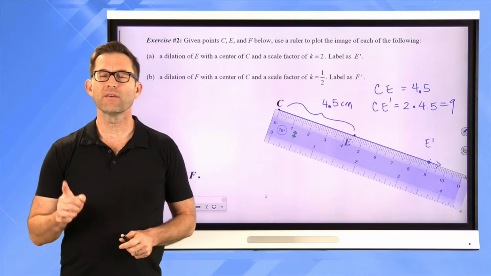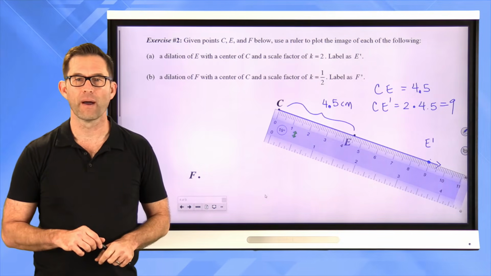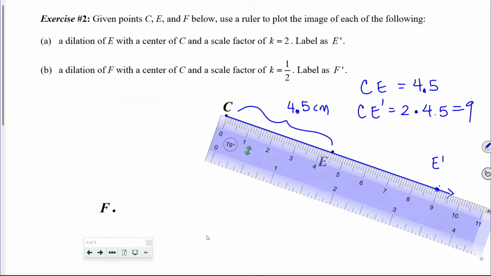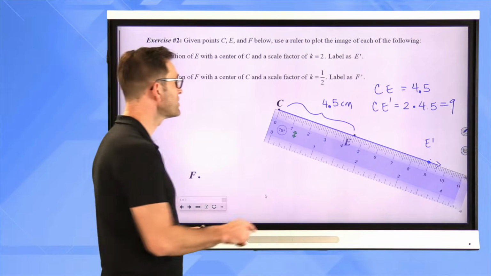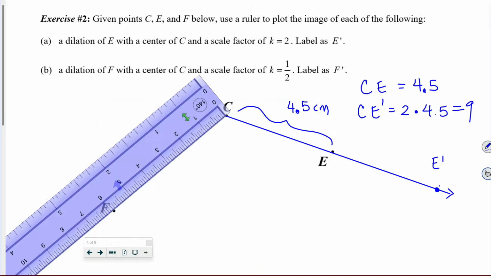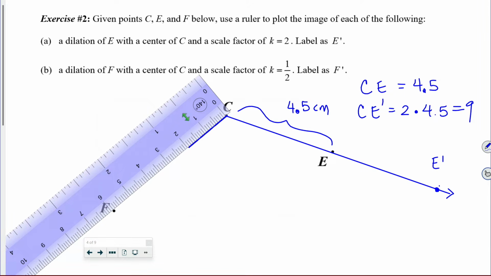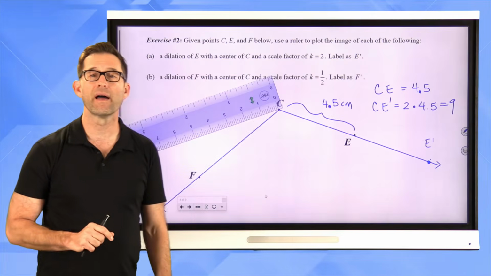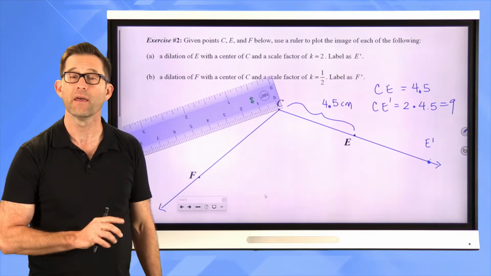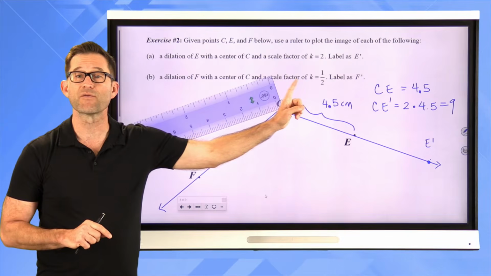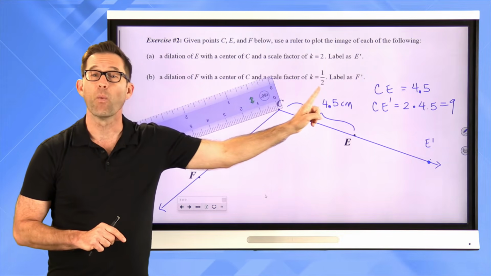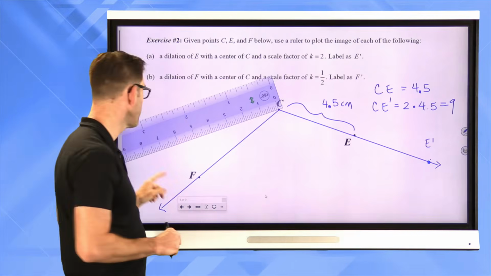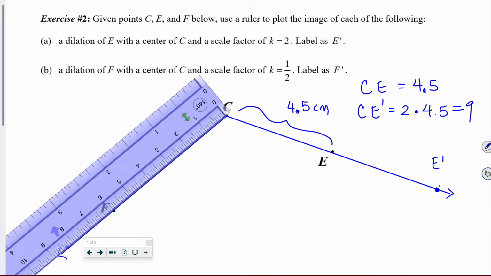What I'd like you to do is see if you can figure out where F prime must be. Pause the video now. Okay. Just like before, based on the definition of a dilation, F prime must lie somewhere along that ray. F prime has to lie along the ray CF. But now we want the distance from C to F prime to be 1/2 the distance from C to F. So what is the distance from C to F?